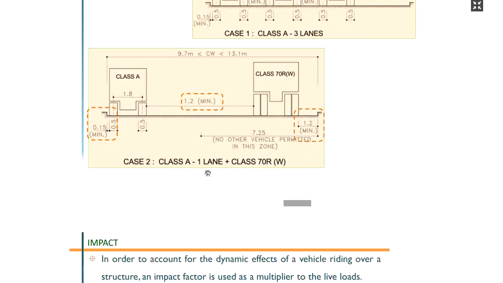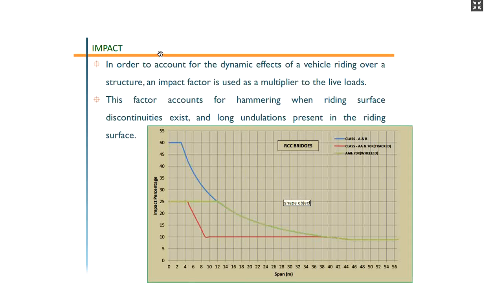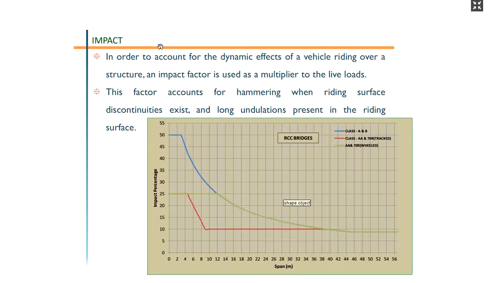Apart from that, definitely if it is a vehicle load, then impact we are supposed to consider. IRC 6 provides the provision for the impact loading. In order to account for the dynamic effect of a vehicle riding over a structure, an impact factor is used as a multiplier to the live load. So what does this impact factor say? There are different vehicles. For class A, the green line, you know the span of the bridge, and for that how much impact there will be. Based on that you are supposed to increase the live load.